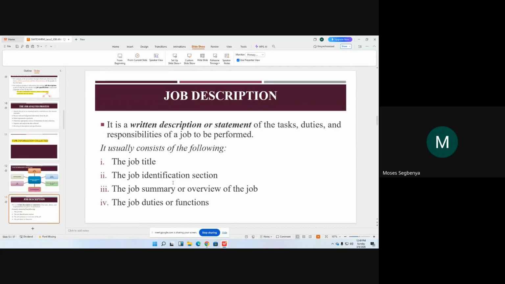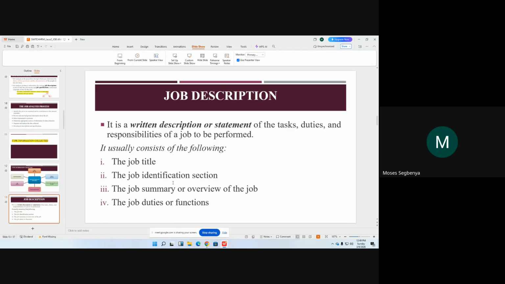So a summary is only telling us the key activities I'll be performing as a teacher. In your job description, you indicate the summary or the overview of the job. Then the job duties or the functions. Under each of them, you see more of the activities that you'll be performing. So as a teacher, you'll be doing A, B, C, D.